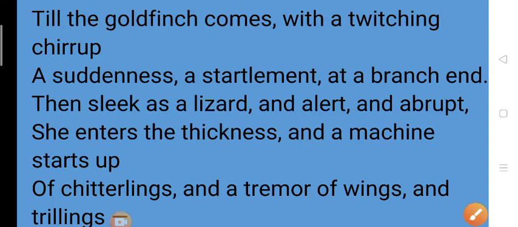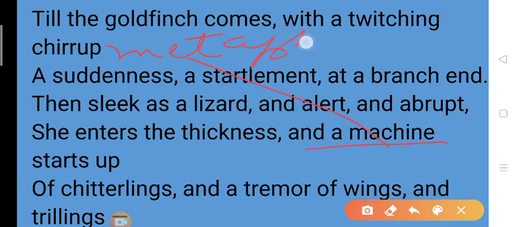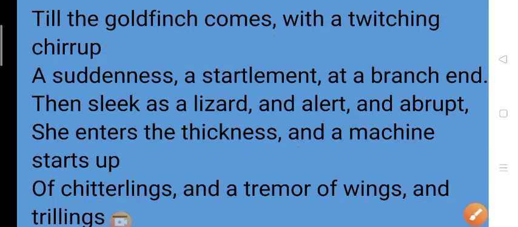She enters the thickness and machine starts up means as she moved towards the thickness of the branch, the machine starts up. Here is metaphor. The younger ones of the bird, they start making noise, starts up of chitterings, sounds made by the bird, chittering to make a chattering sound. They start making noise, and a tremor of wings and trillings.